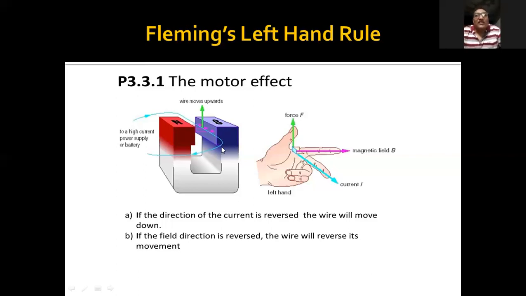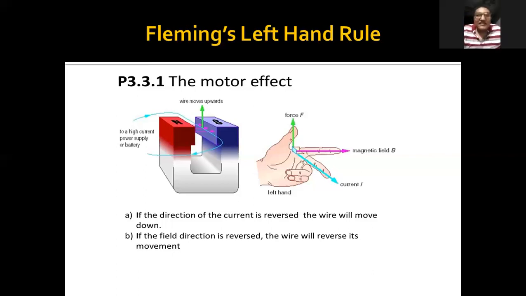Now the direction of the magnetic field will be towards the left, from right to left. And the current is still the same, towards me. Then apply the left-hand rule and see what happens. Now I have to twist my arm. You see, this is my left hand. The magnetic field is going towards the left and the current is coming towards me. My thumb is pointing downward.